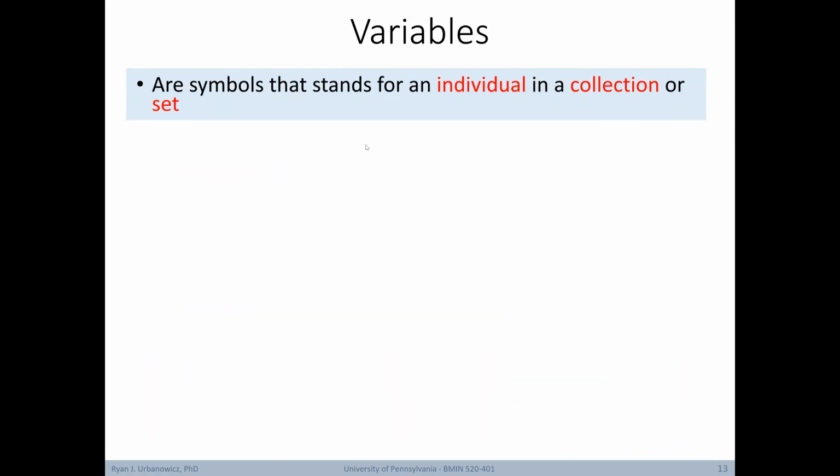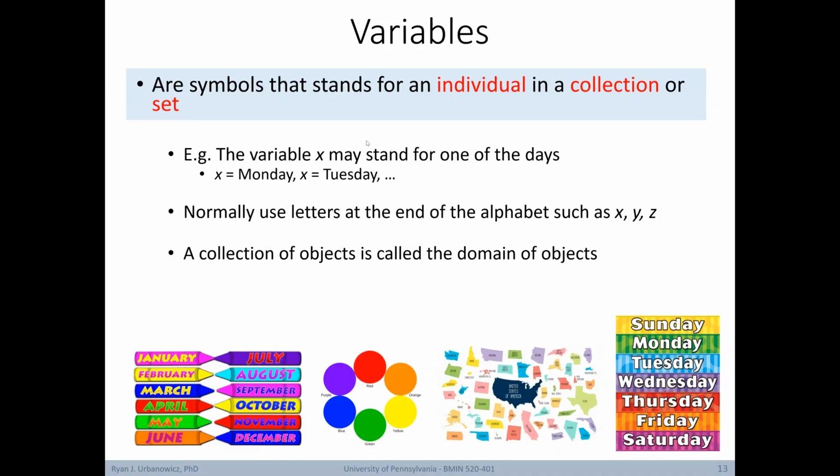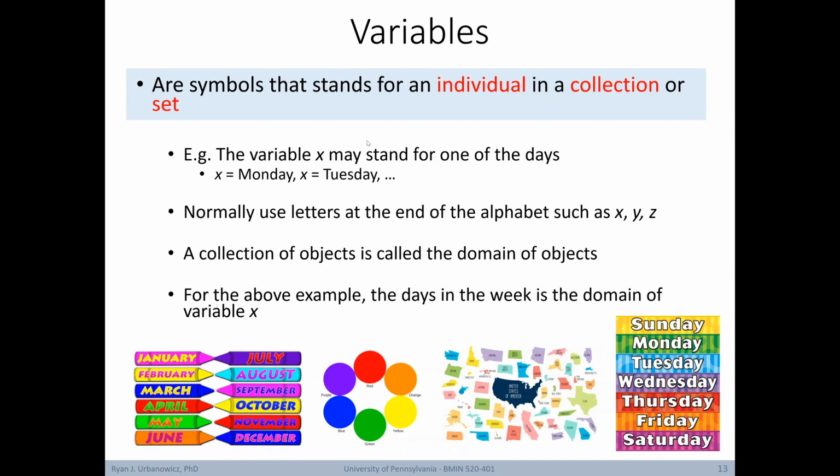Next, let's define variables in the context of predicate logic. These are symbols that stand for an individual in a collection or set. For example, the variable x may stand for one of these days. X is Monday, or X is Tuesday, and so on and so forth. By convention, we'd normally use letters from the end of the alphabet, such as X, Y, and Z, to represent variables. A collection of objects possible for that variable is called the domain of objects. In the example above, the days in the week is the domain of the variable x.